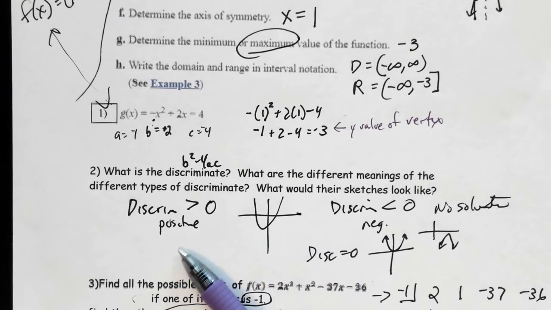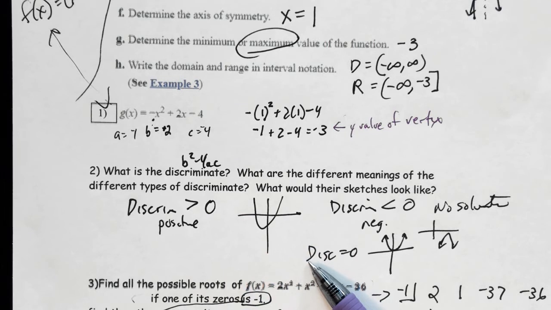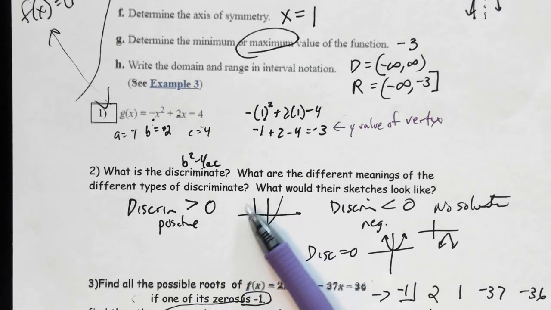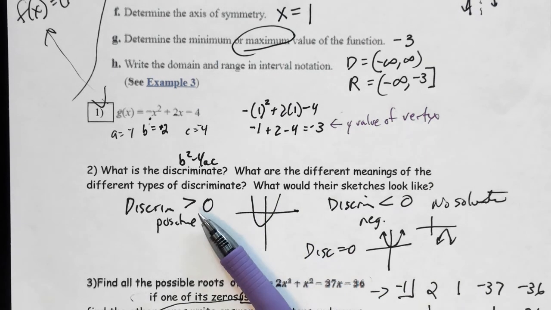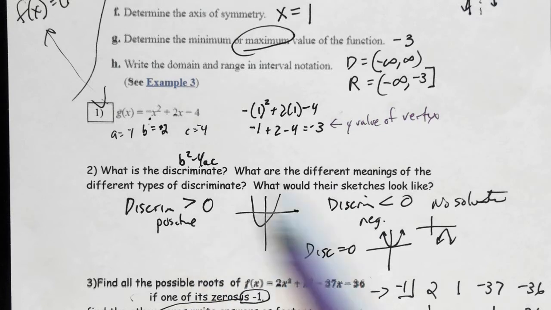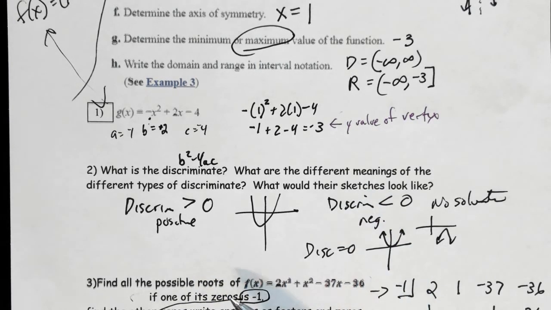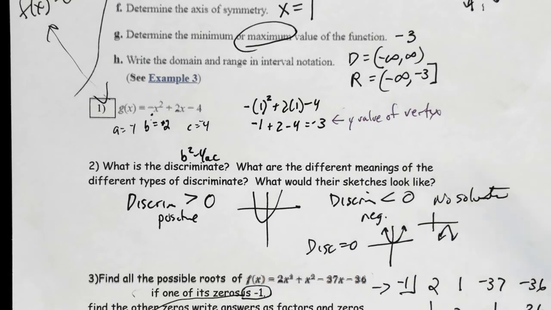So if I'm looking for just one answer, I want to set my discriminant equal to 0. If I'm looking for 2 answers, I'm setting my discriminant greater than 0 and solving, or I'm going to find a value greater than 0. And if I have no solutions, that means my discriminant has to be negative, or less than 0.